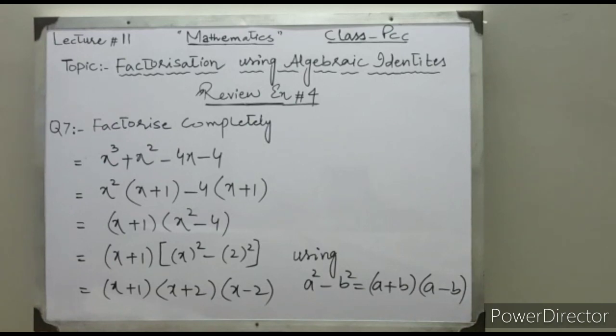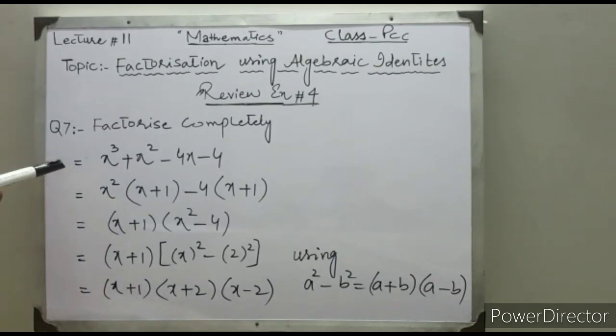This is our lecture number 11. The topic is the same, factorization using algebraic identities. Question number 7. The statement of question number 7 is: factorize completely. Students, in this question we have to factorize two times: one time by taking common and the second time by applying the identity.